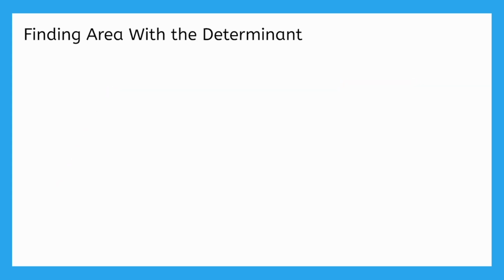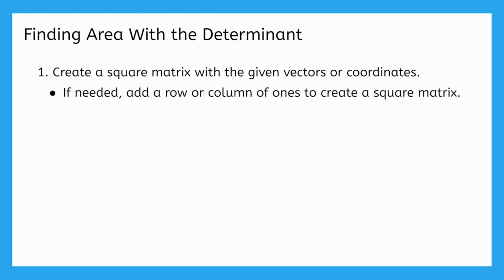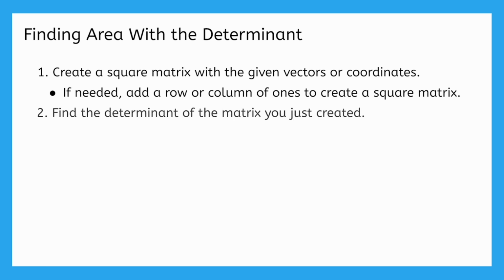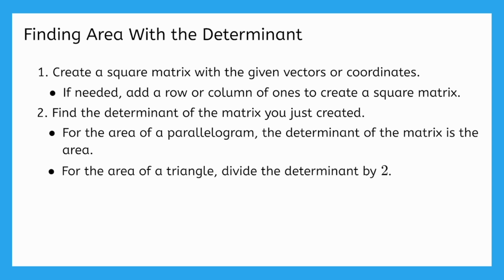Let's summarize the steps we use to find the area of a figure before we finish up for today. First, we create a square matrix with vector components or coordinates, depending on the information we're given. If your matrix isn't a square matrix, you can make it square by adding a row or column of all ones. Next, find the determinant of the matrix. If you're finding the area of a parallelogram, its area will be equal to the determinant. If you're looking for the area of a triangle, you'll divide the determinant by 2.